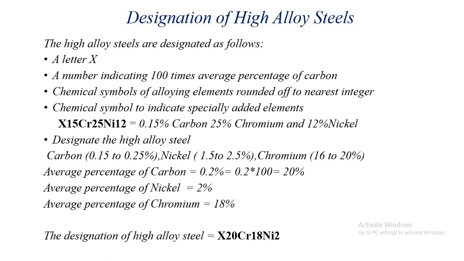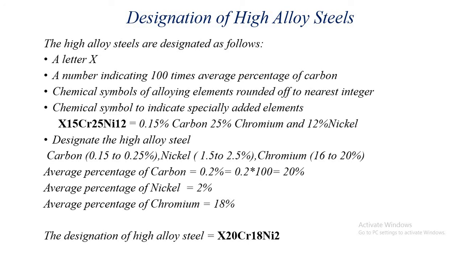Designation of high alloy steels. The high alloy steels are designated as follows. Letter X, a number indicating 100 times the average percentage of carbon, a chemical symbol of alloying elements rounded off to the nearest integer, and chemical symbol to indicate specially added elements. So X15Cr25Ni12 stands for 0.15% of carbon, that is 15 divided by 100, 25% of chromium, and 12% of nickel.